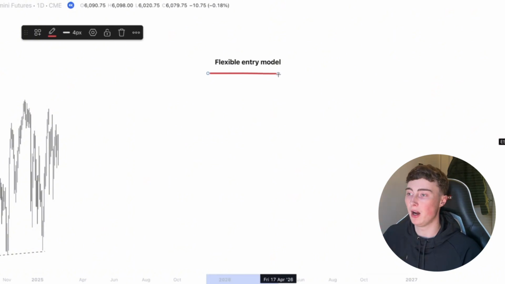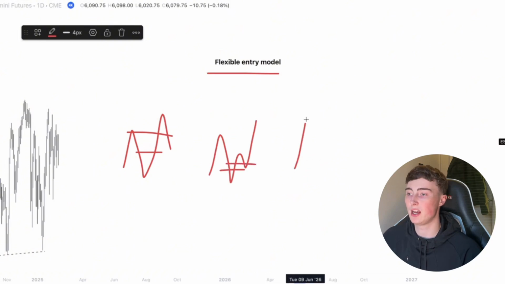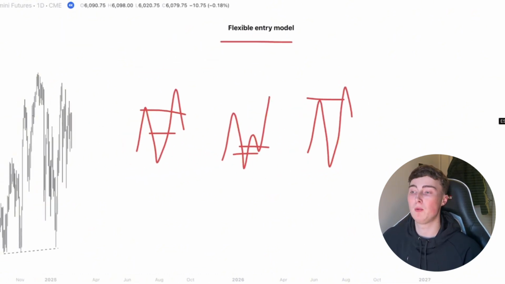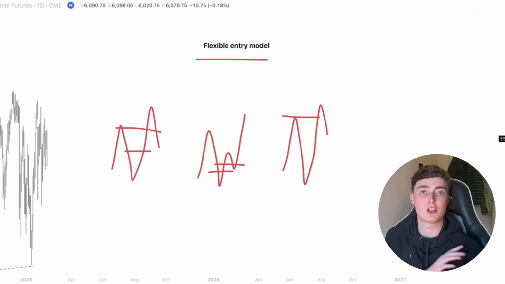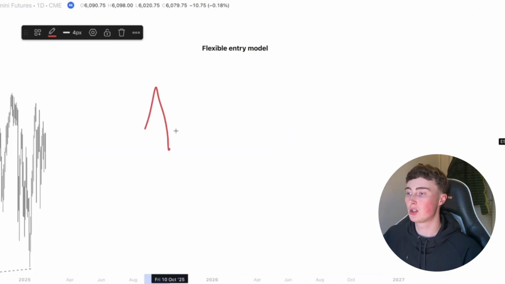Now, what I mean by this is I'm not limiting you to one PD array. Sometimes you'll see people say, okay, breaker blocks are the best, or you'll see people say IFVGs are the best, or you'll see someone say, oh, it has to be a market structure shift, or it has to be, what's another entry type? Like just an FVG entry. Whatever it is, people like to restrict you to one PD array, which is bullshit, okay? It simply doesn't matter. All you need to look for is a switch in order flow.